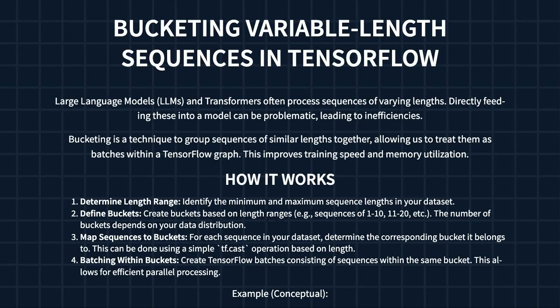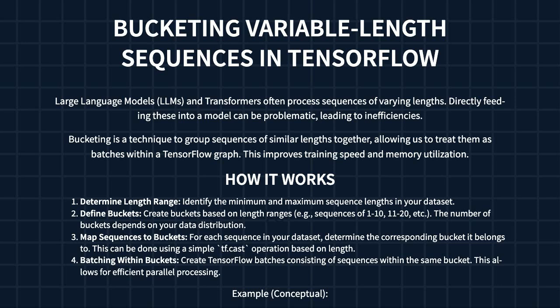Okay, let's talk about how we can make processing variable length sequences more efficient when working with powerful models like transformers. The key here is bucketing. Imagine you have a huge dataset of text where each piece of text has a different number of words. Directly feeding all these different lengths into our model would be really inefficient, both in terms of memory and training speed. So, we group similar length sequences together.